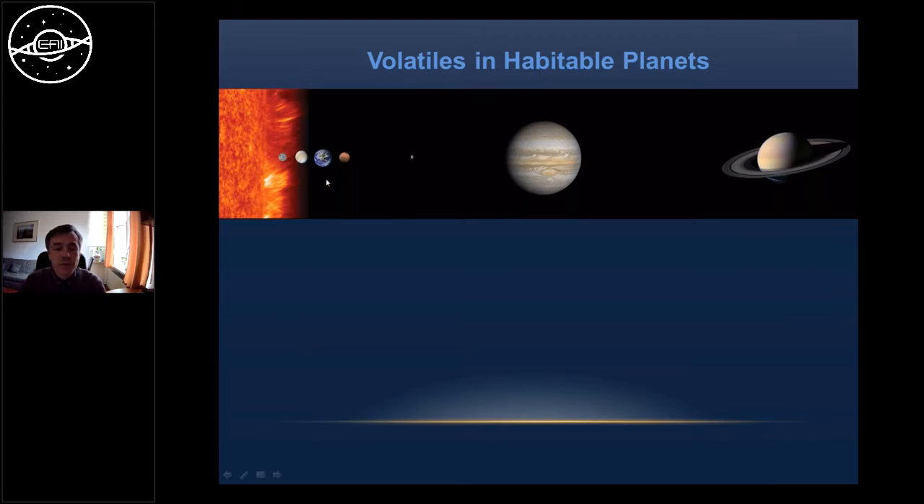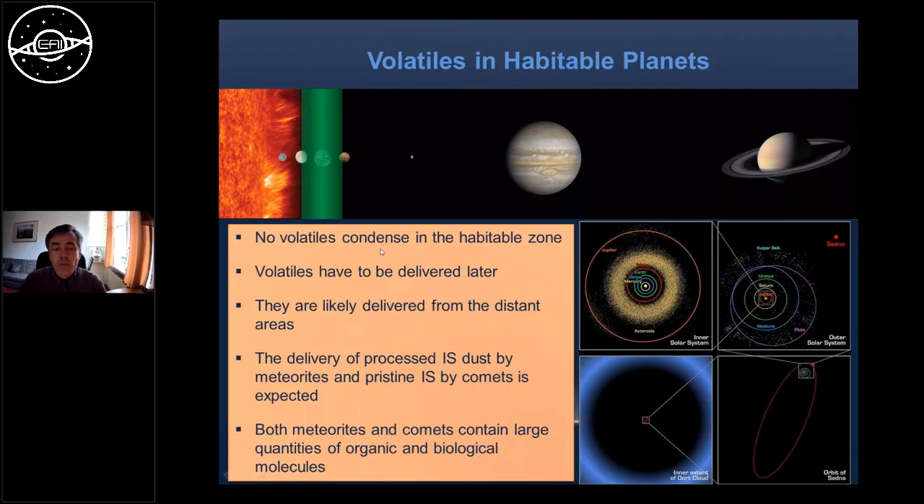And in the planetary system, we have a very small area where life could exist, which is called the habitable zone. It is simply defined by the temperature conditions required to have liquid water. But actually, no volatiles could condense in the habitable zone during planet formation, and this would mean that we shouldn't have any liquid water on Earth. But we do have it, and the explanation could be that volatiles are delivered later on board meteorites and comets.